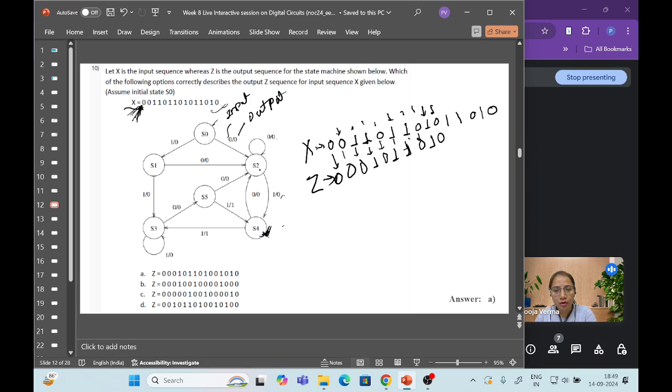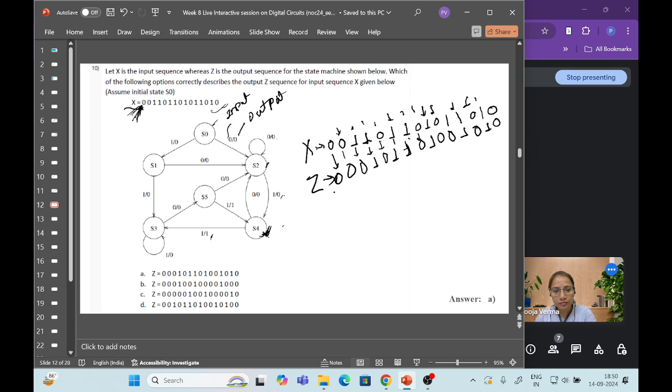Now we have reached here. The next input is 1. For input 1, it goes to S4 and the corresponding output is 0. Now again it is 1, moving to state S3 with output 1. Now again it is 0, so it goes to S5 with output 0. The next is again 1, so it goes to S4 with output 0. Then it is 0, so it moves to S2 and the output is 0.